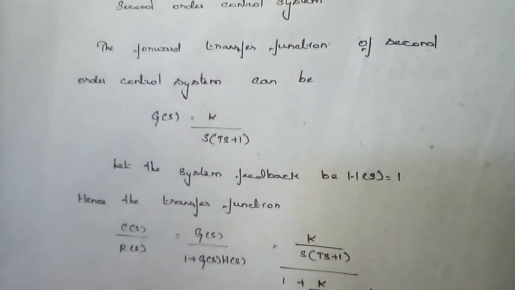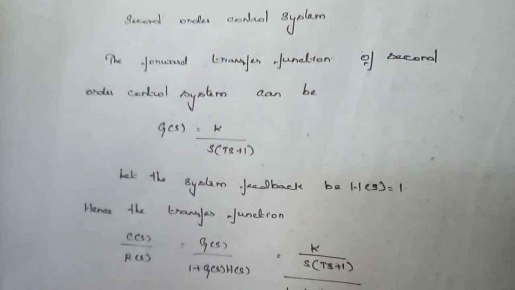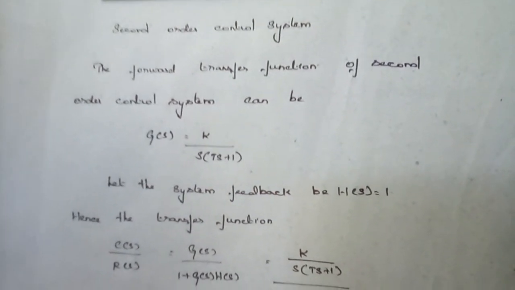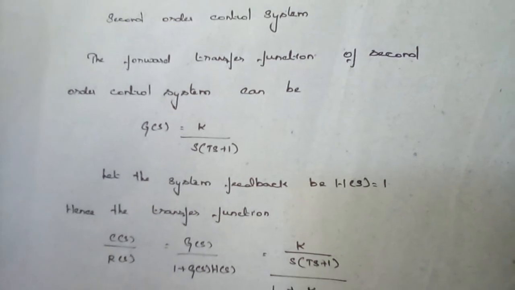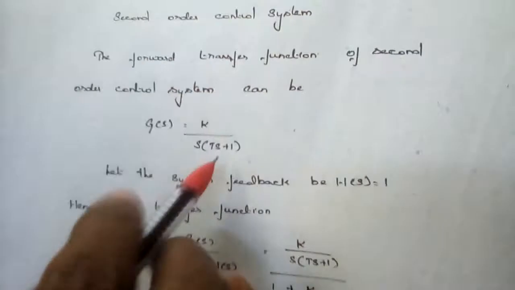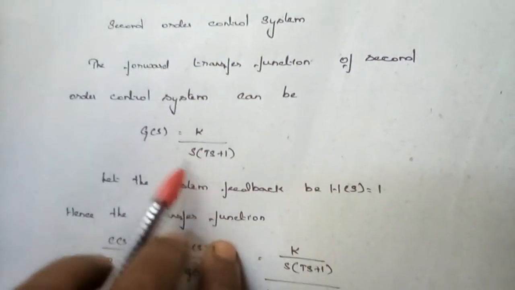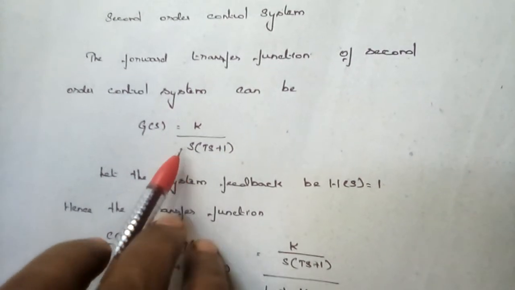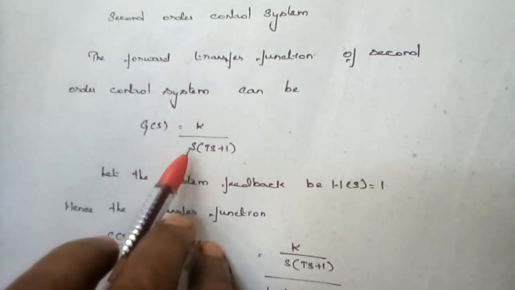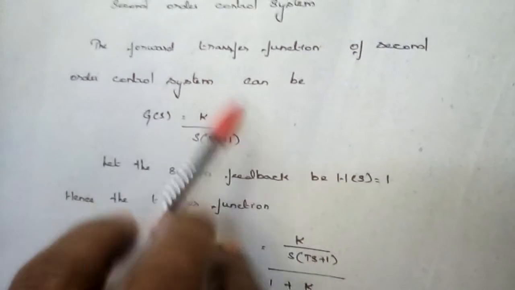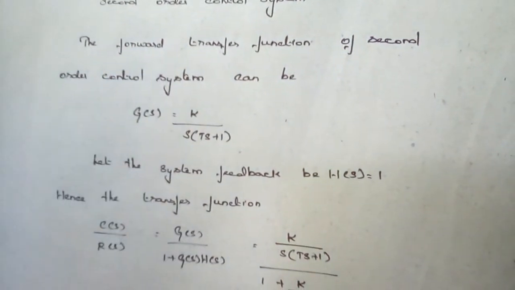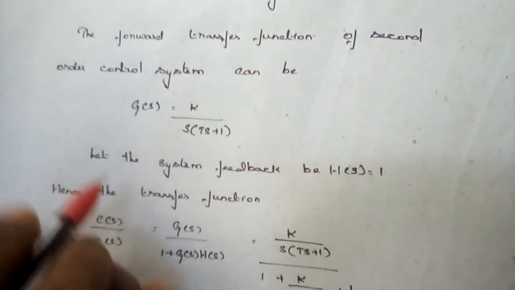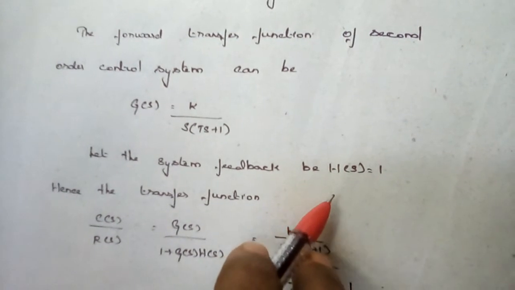Here we say the system is second order depending upon the higher order term in the numerator and denominator of the transfer function. Here we have a higher order term as 2, so we call the system a second order system. Let the system feedback be h of s.